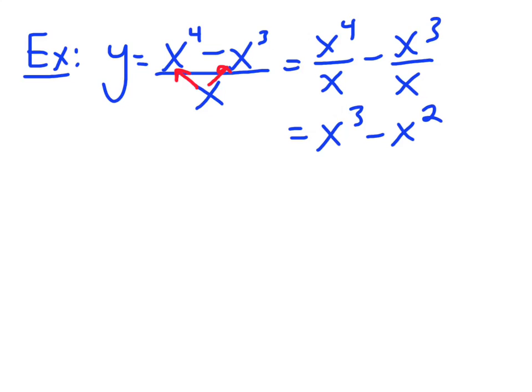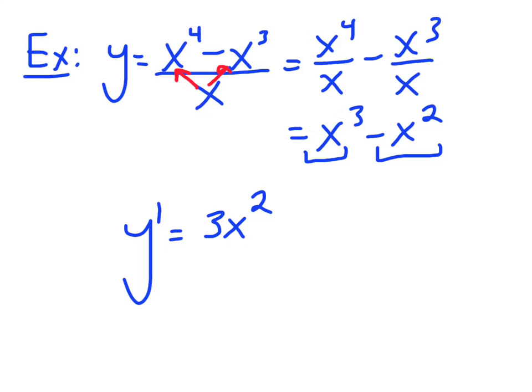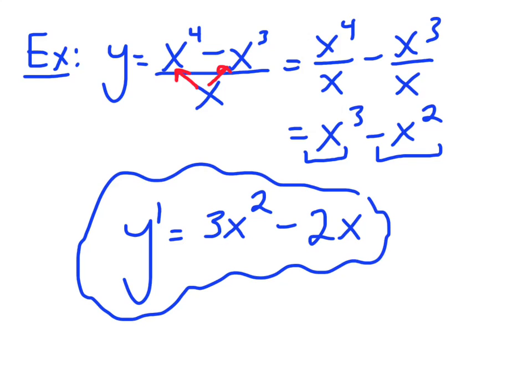Now when we're differentiating something like this, we just have to use the power rule on each one of these guys. So we just have to do it twice. So we have y prime, and then this guy is 3x squared minus, and then 2x, and that becomes the derivative of that guy. So it really helps to simplify first if you can at all.